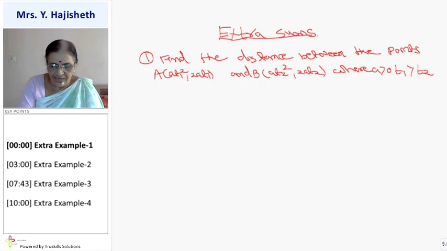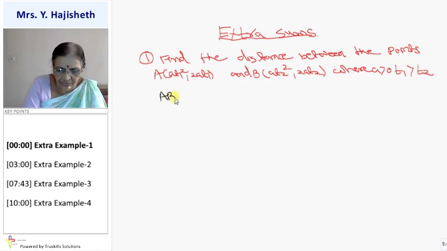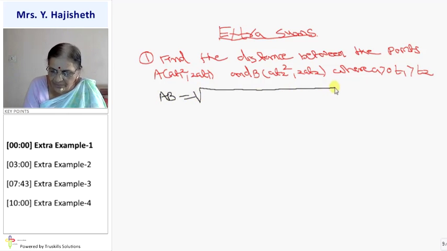Formula तो वही लगानी है. What is the formula for distance? AB is under root x2 minus x1 whole square plus y2 minus y1 whole square. So x2 is a t2 whole square minus a t1 whole square plus 2a t2 minus 2a t1 whole square.